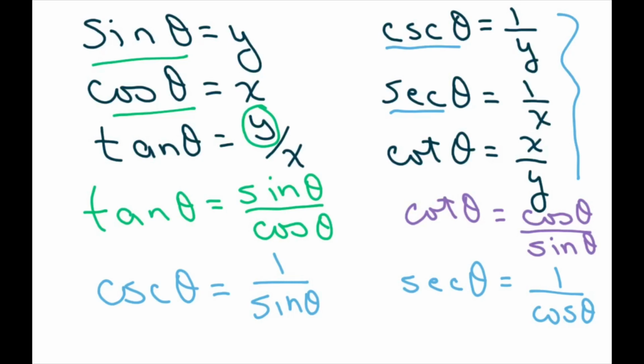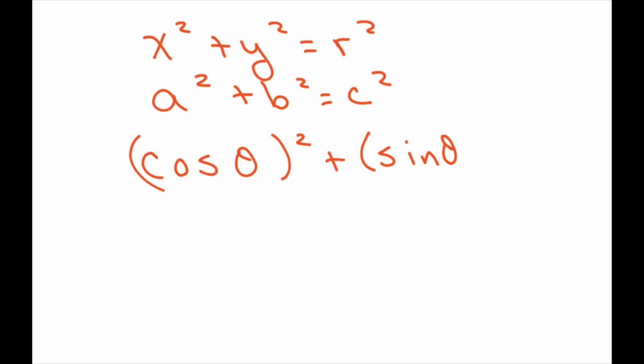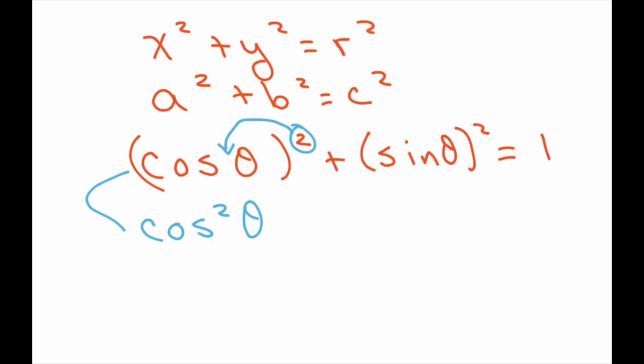The last thing we need to do is your Pythagorean identities. So we know that x squared plus y squared equals r squared. It's the same thing as a squared plus b squared equals c squared. So x is cosine of theta, and we square it, plus y is sine, and you square it, and then r is 1, so 1 squared is just 1. By convention, we move this square here. It just makes it easier to do this. So these two are equivalent. Usually mathematicians don't write it like that. They write it with the square on the inside there.